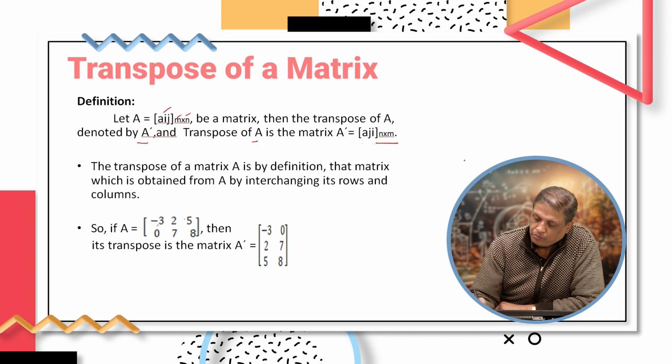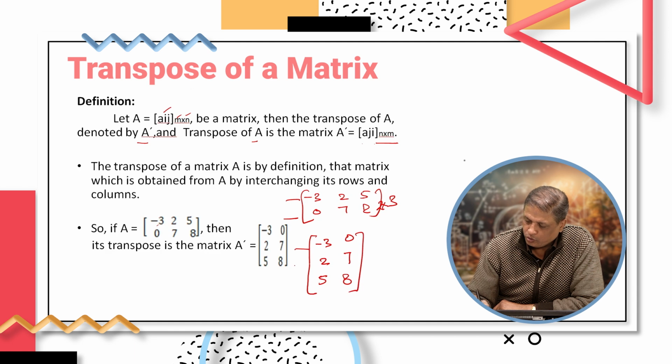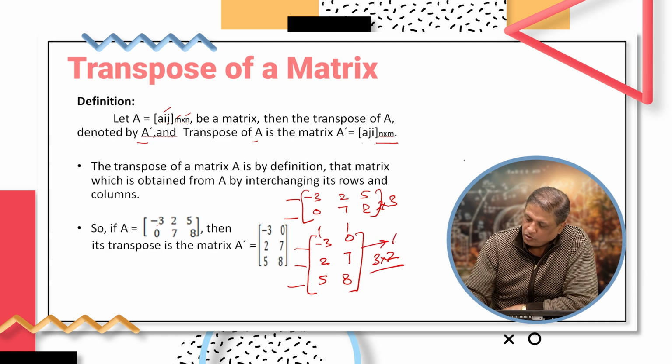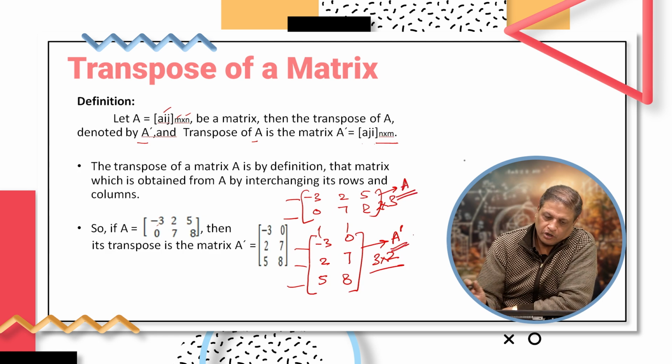Likewise over here, minus 3, 2, 5, 0, 7, 8. That means there are 2 rows and 3 columns, so the order is 2 cross 3. If we change rows into columns, then it will be minus 3, 2, 5, 0, 7, 8. Now there are 3 rows and 2 columns, so the order will be 3 cross 2. This is the transpose of matrix A, represented by A dash. So, A dash is the transpose of A. I hope you are able to understand this.